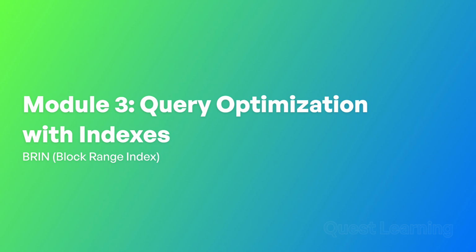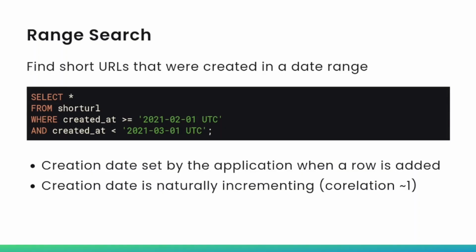Hi, in this video, we are going to talk about block range index, or BRIN, okay? So our scenario on our URL shortener for this type of index is a range search, okay? We want to find all the short URLs that were created in a specific date range. In this example, we want to find all the short URLs that were created in February 2021, okay?